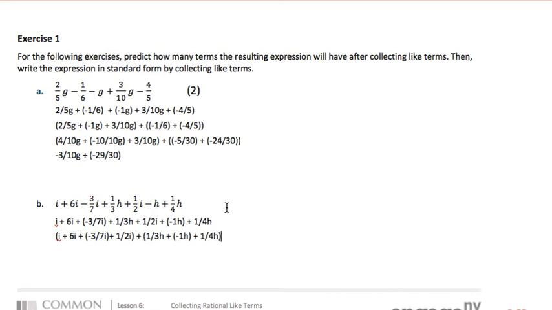Oh, we didn't predict how many terms there will be at the end. Let's take a look at this. There's i, and there's h, and there aren't any constants. So there are only two different types of terms. Let's add them together.